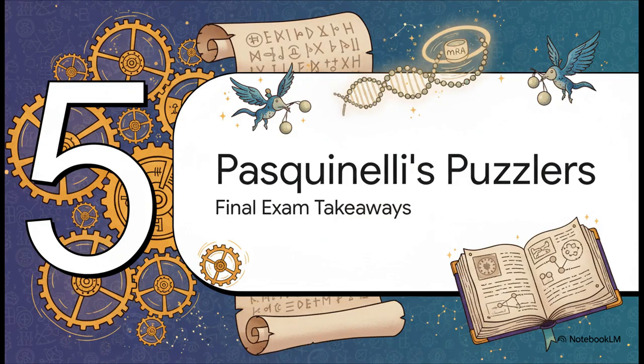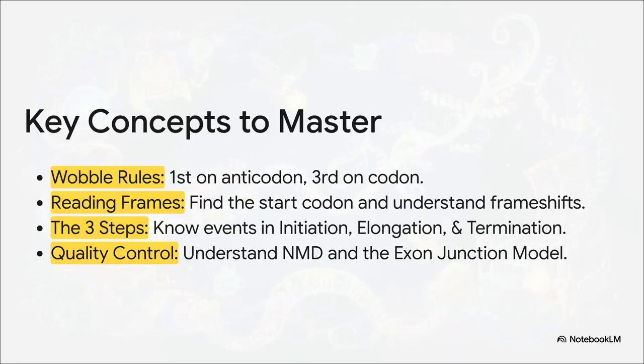All right, let's bring it all home. We're going to do a super quick rapid-fire review of what we're calling Pasquinelli's puzzlers. These are the absolute must-know concepts you need to have locked in for the exam. Okay, for your final study push, focus on these 4 things. Number 1, the wobble rules. Know it's the first base on the anticodon and the third on the codon.